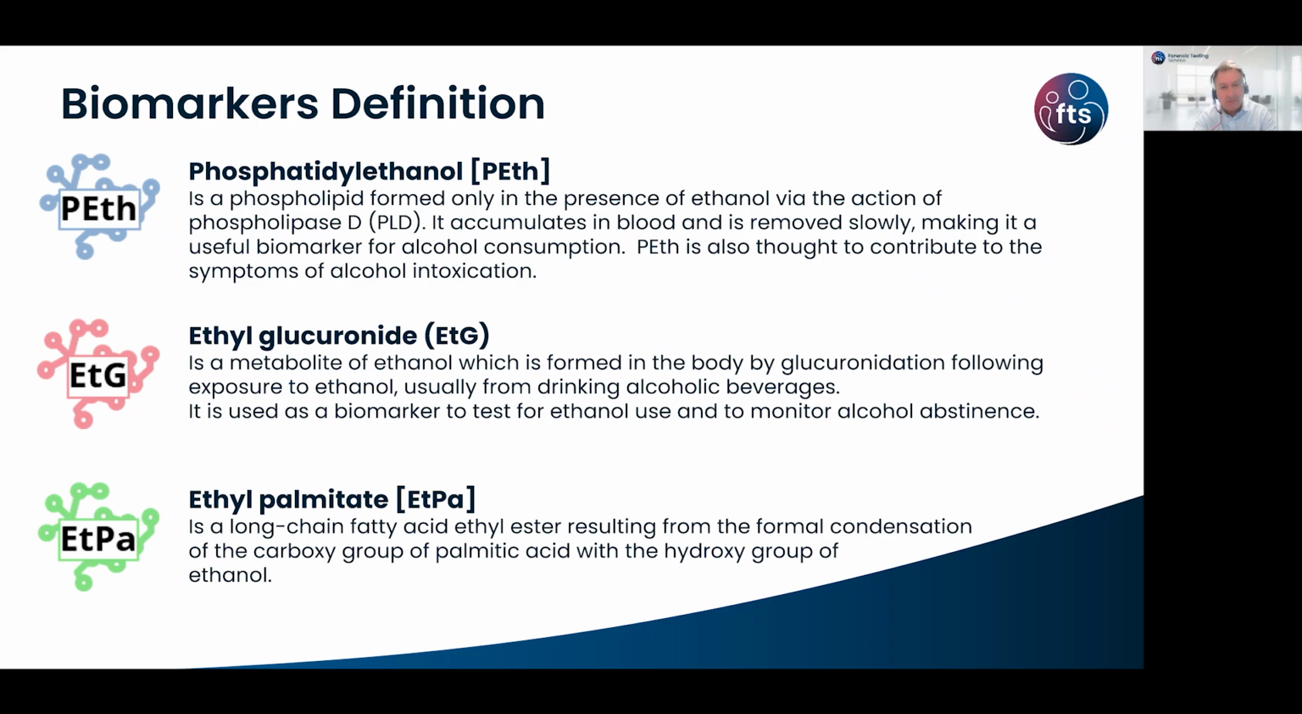Now, ETG, you might be familiar with the term ETG if you have instructed for alcohol previously. ETG is ethyl glucuronide, and it's basically formed in either hair or nails, sometimes urine as well. And it's the metabolite again of ethanol, which is formed in the body by glucuronidation following exposure to ethanol. So again, it's produced when ethanol or alcohol is consumed, so usually from drinking an alcoholic beverage. It's used as a biomarker to test for ethanol use and to monitor alcohol abstinence.